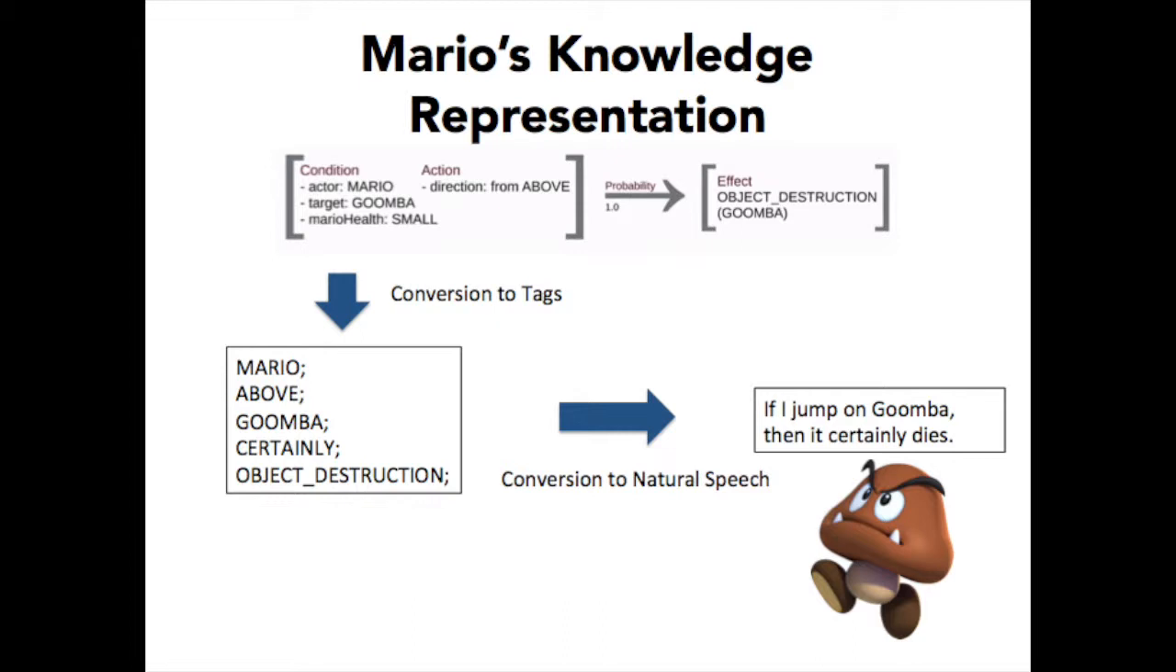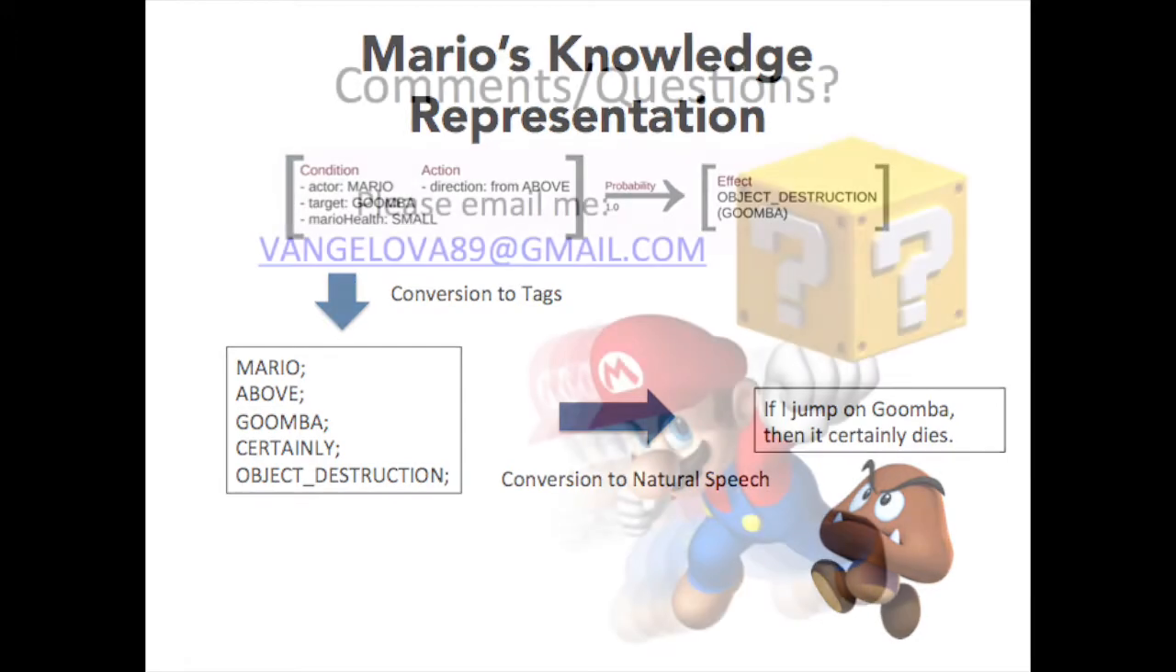Mario's knowledge representation consists of conditions such as the actor, Mario, and the target, Goomba; actions such as direction from above, which leads to the effect of the action, such as object destruction of Goomba. Along with these is a certainty estimate, which happens to be 1.0 in this case. Given this knowledge, grammatical sentences are generated by parsing the relevant tags of knowledge and generating a sentence that follows natural speech. The implementation made use of Carnegie Mellon's Sphinx Toolkit for speech recognition.